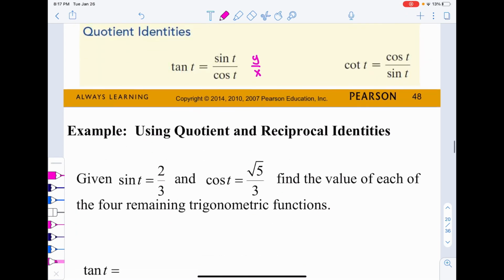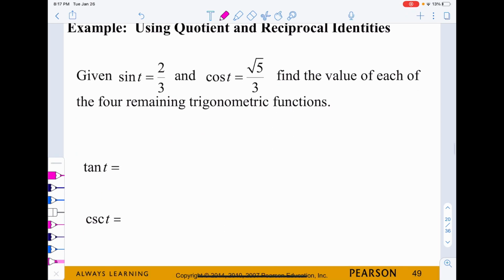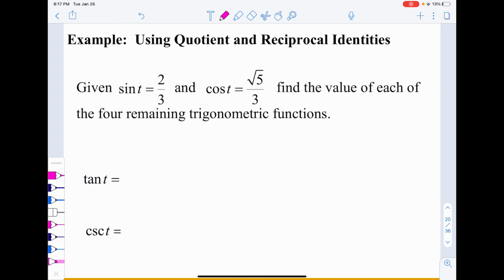So an example on that. Using quotient and reciprocal identities. So it says given the sine of t is 2/3 and the cosine of t is root 5 over 3, find the value of each of the 4 remaining trigonometric functions.